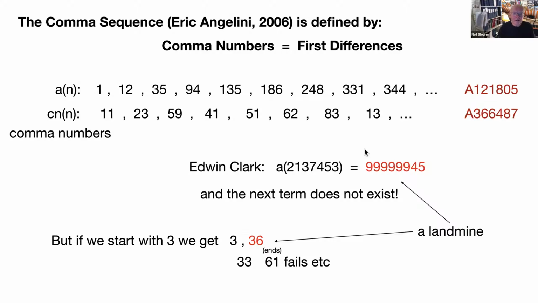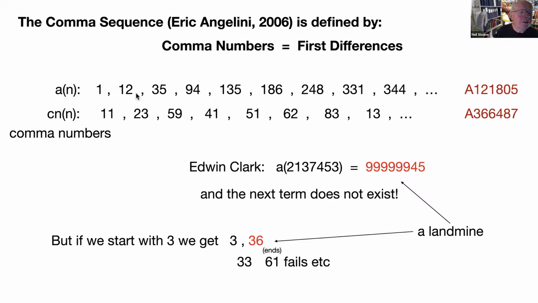Eric Angelini, 2006, defined something called the comma sequence, and it goes like this: 1, 12, 35, 94, 135. And why is that the sequence? Well, you look at the commas between the numbers. Whenever you see a comma, you look at the digit to its left and the digits to its right. So that comma is surrounded by 1, 1. So the comma number for that comma is 11.